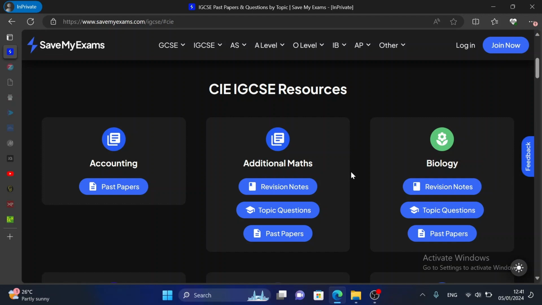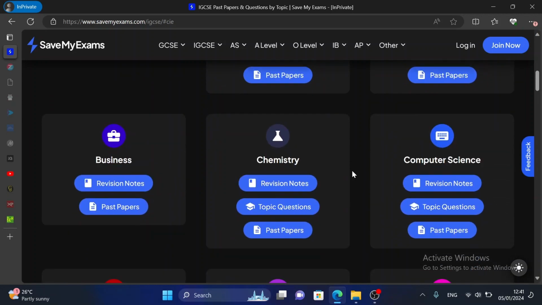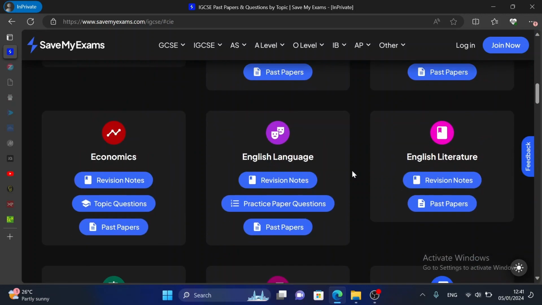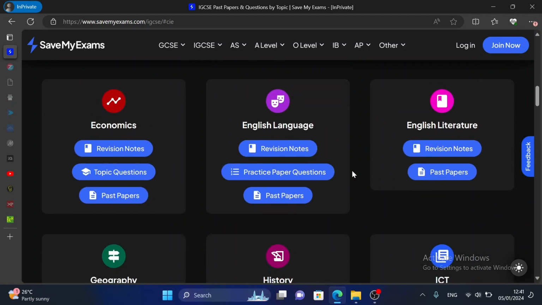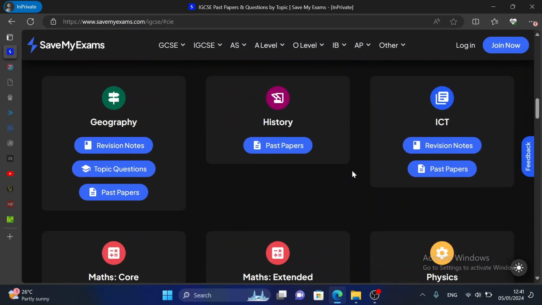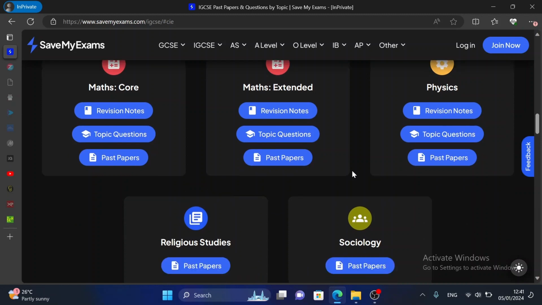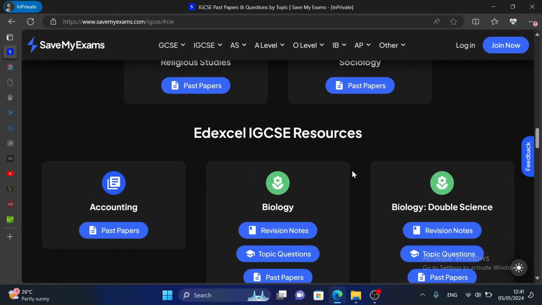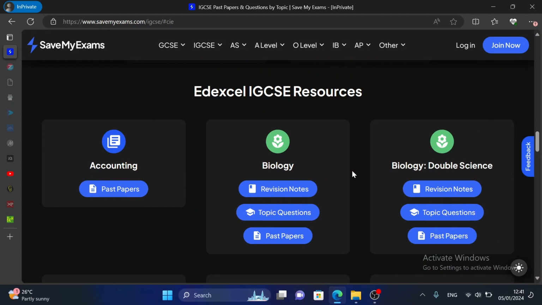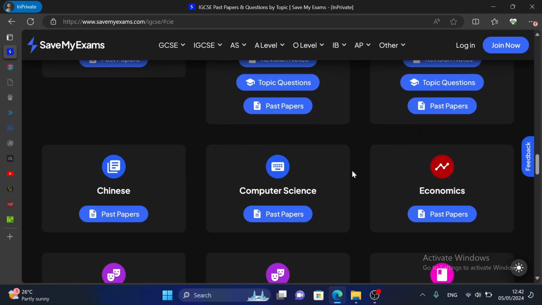You can actually get a PDF of the revision notes, but you have to pay for it. There's like a monthly subscription. But if you pay for the first month and you download the PDF, you're set. So this is it. Even got chemistry, computer science, business, English language, English literature, history, ICT, geography, maths, whether it's core or extended, they got you covered. This is for the Excel people. So it's the same thing, it's just different syllabus.